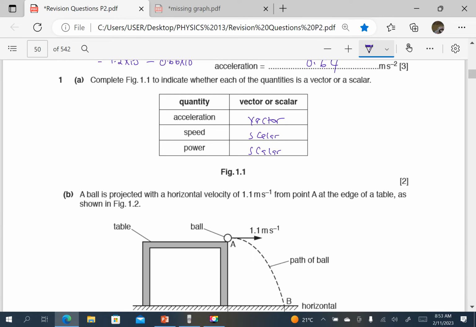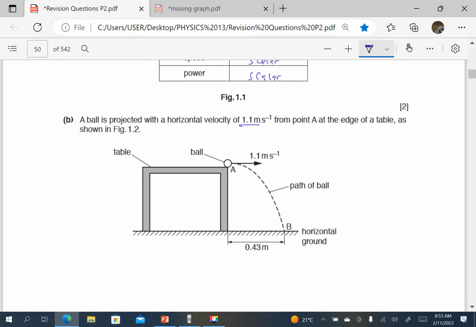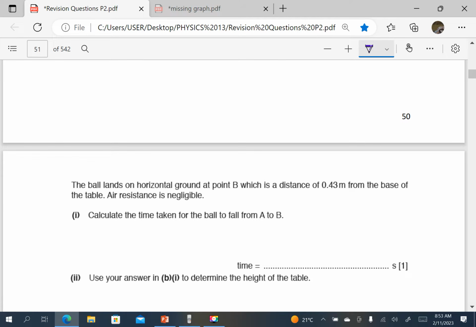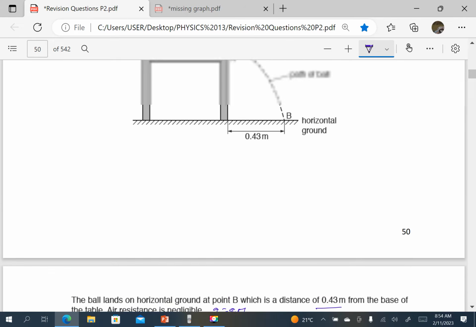A ball is projected with a horizontal velocity of 1.1 meter per second from point A at the edge of the table as shown here. So we have the horizontal distance 0.43, the speed is 1.1. The ball lands on a horizontal ground at point B, which is a distance 0.43 from the base. Air resistance is negligible, so we can use acceleration as 9.81 because it will be constant. Calculate the time taken for the ball to move from A to B.